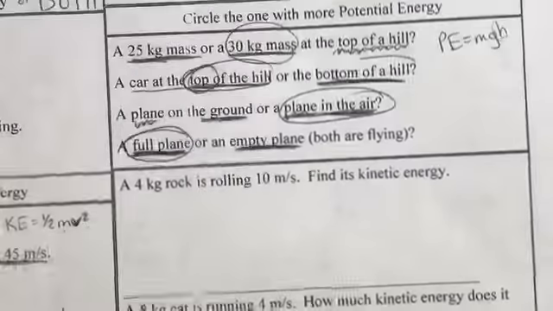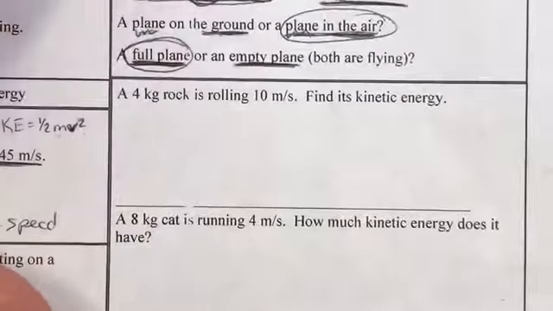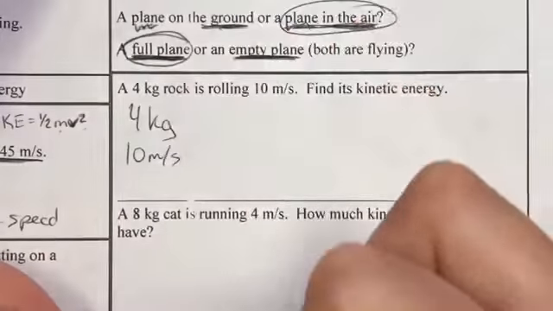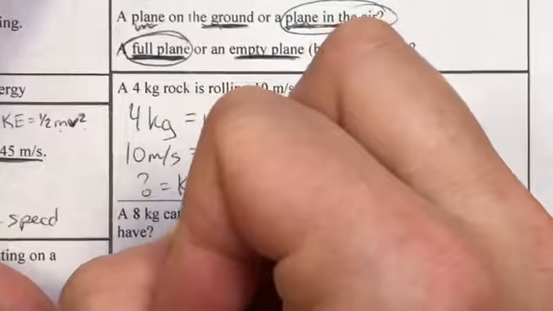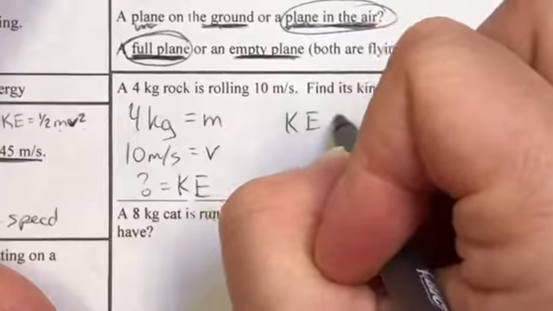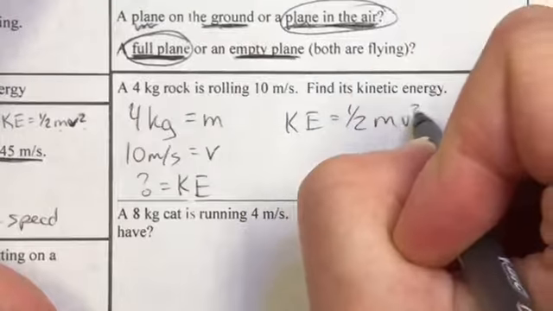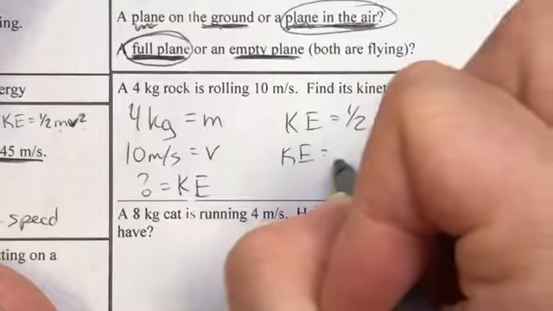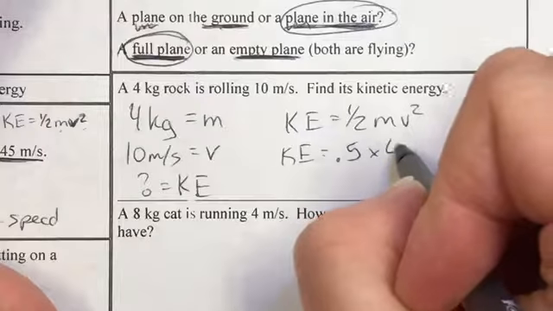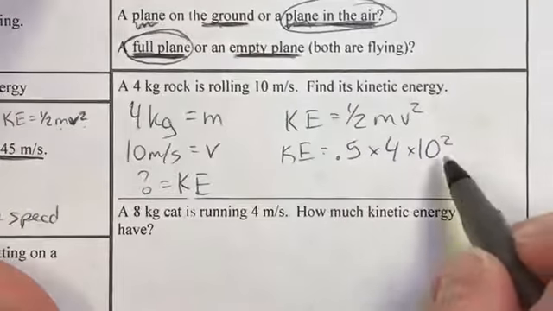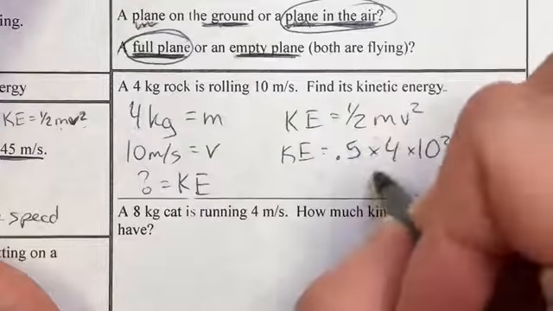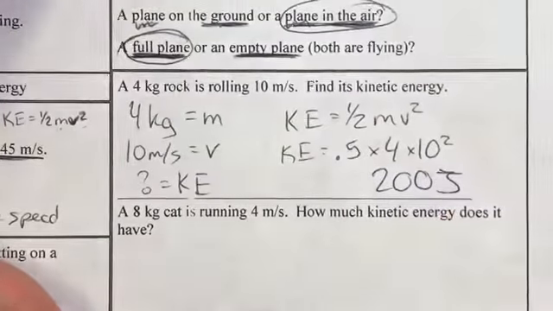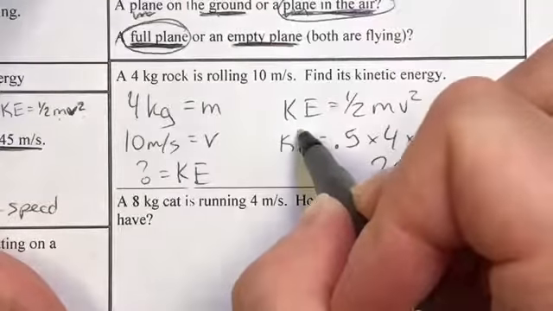Okay, next problem, moving up to the top of the right side. 4 kilogram rock, 10 meters per second. Mass and velocity. Question is asking kinetic energy. Kinetic energy is 1/2 mass velocity squared. So I'm going to put in the calculator 0.5 multiplied by 4 multiplied by 10 squared. 10 squared is 100. 100 times 4 is 400. Half of 400 is 200. 200 joules. Energy measured in joules.